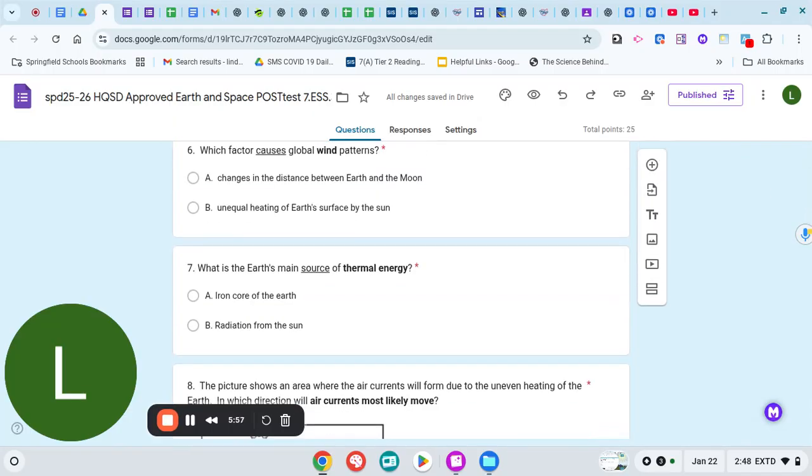Number 6, which factor causes global wind patterns? A, changes in the distance between the Earth and the Moon, or B, unequal heating of the Earth's surface by the sun? Number 6, which factor causes global wind patterns? A, changes in the distance between the Earth and the Moon, or B, unequal heating of the Earth's surface by the sun?